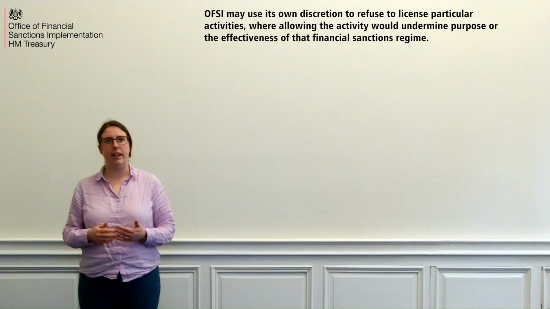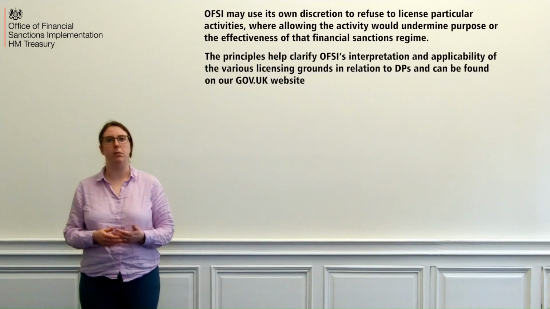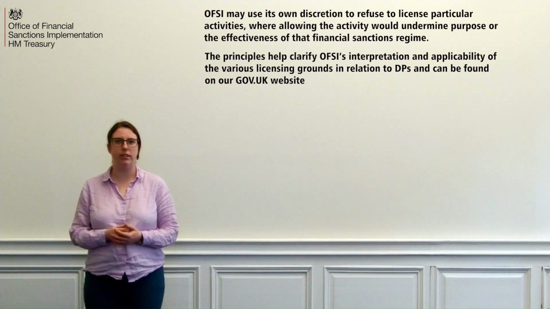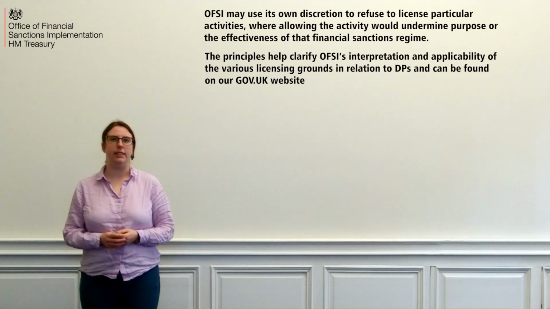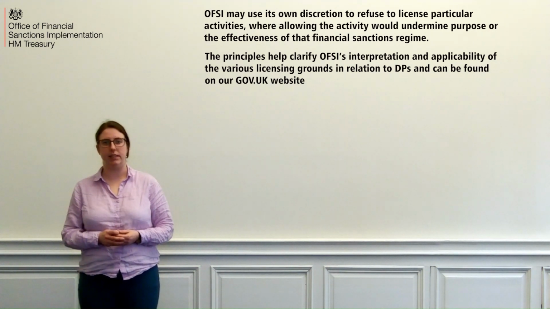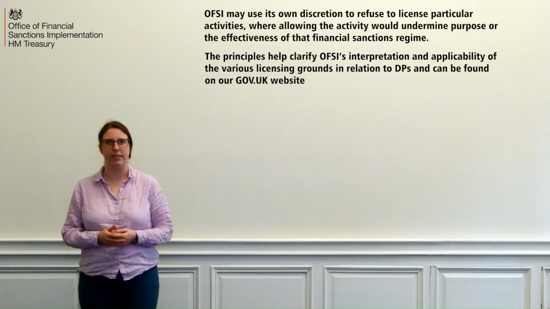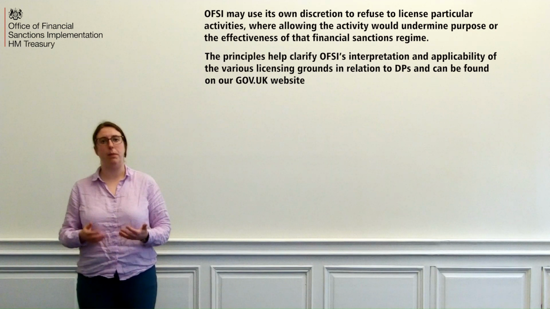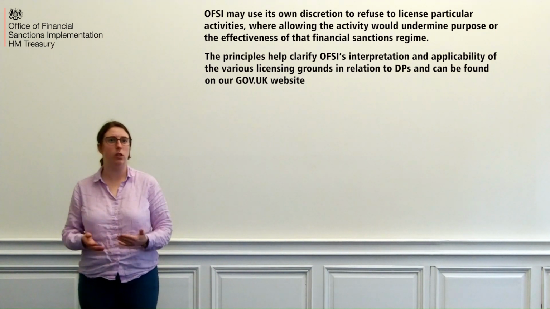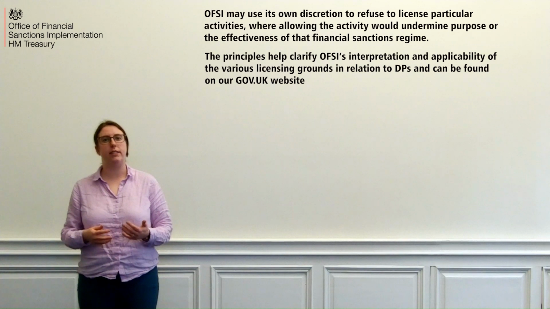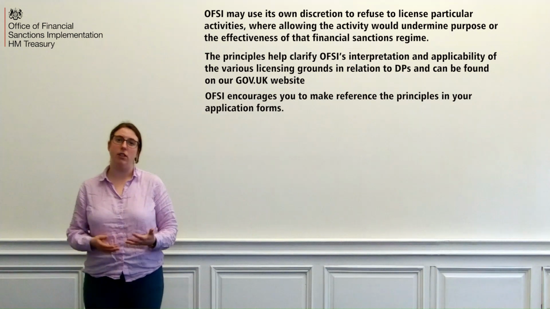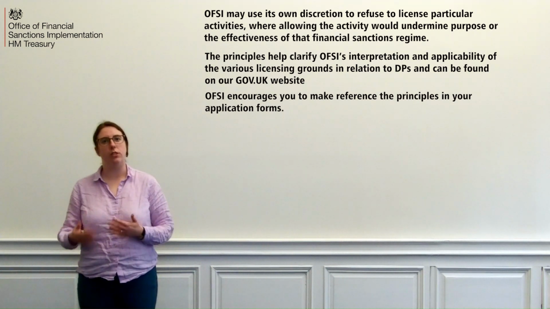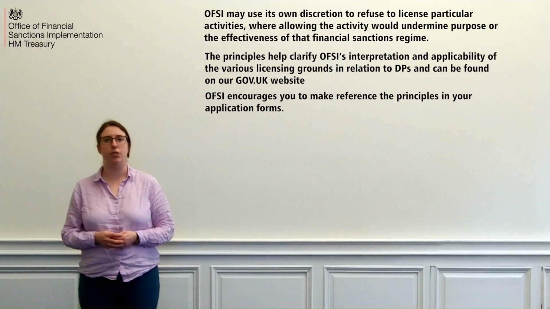So the principles are there to help clarify OFSI's interpretation and applicability of the various licensing grounds in relation to designated persons, and we do hope that they'll help you to understand better the circumstances under which we may refuse to license certain activities, even if it appears that a derogation exists. So applicants would be expected to consider those principles carefully before you apply for a licence, and something that we're asking you to do is to actually make reference to them in your application forms. So if you believe that your application adheres to the principles, then you can set that out, and that will help our caseworkers to square that up more easily.